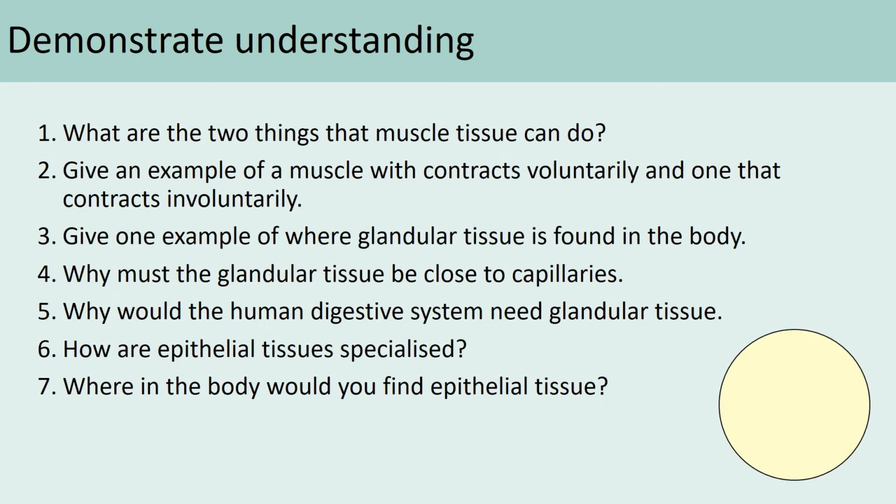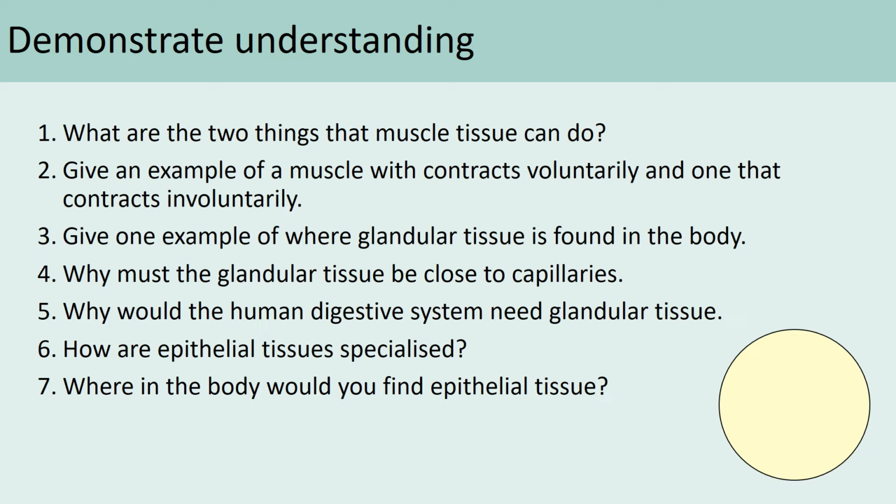Okay, now we're going to do something a little bit different. I've got 7 questions here. Obviously, you are currently on your computer, so hopefully you've got access to sites where you are going to be researching the answers to these 7 questions. So question number 1 is, what are the 2 things that muscle tissue can do? And you might find more than 2 things for this, but if you could pop down 2. Number 2, give an example of a muscle that contracts voluntarily and one that contracts involuntarily.